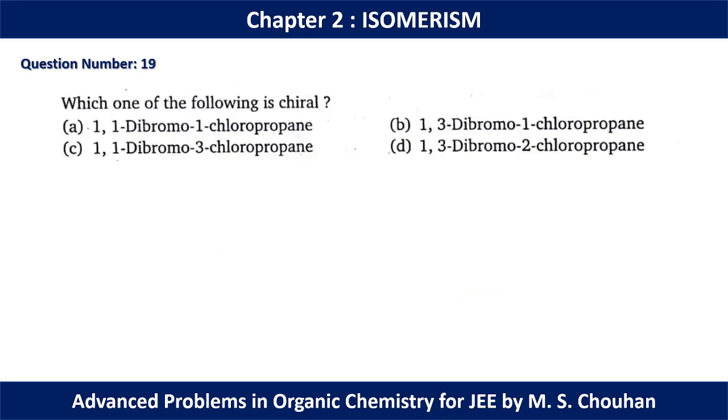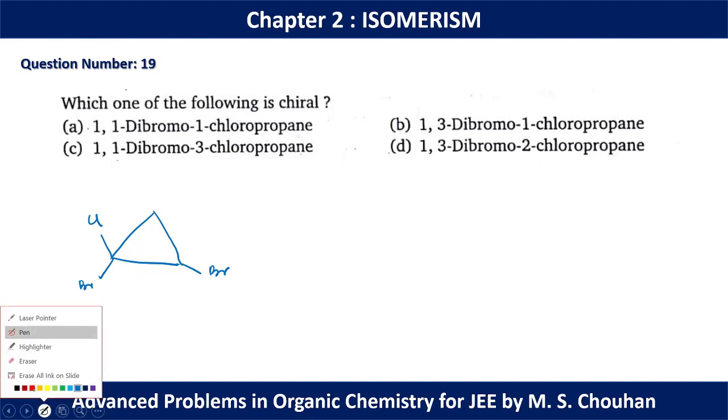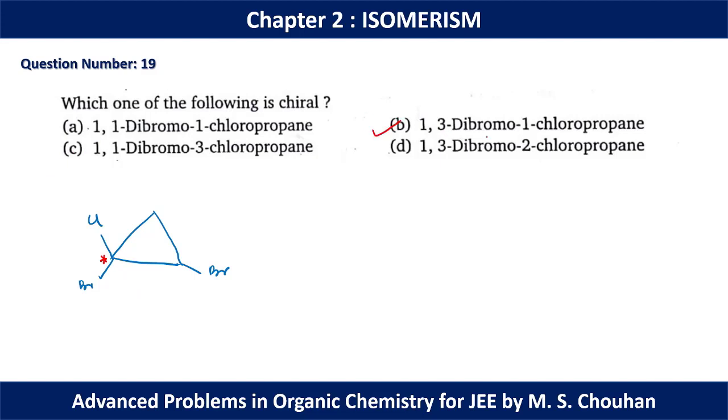In question number 19, which one of the following is chiral? So we have to find the chiral molecule which doesn't have any sigma symmetry. So in question number 19, if we draw the structure like this: chlorine, bromine and bromine. So this is the chiral center. We have 4 different groups attached to this position and we don't have any sigma or i. So option C should be the correct option. Sorry, option B should be the correct option: 1,3-dibromo-1-chlorocyclopropane.